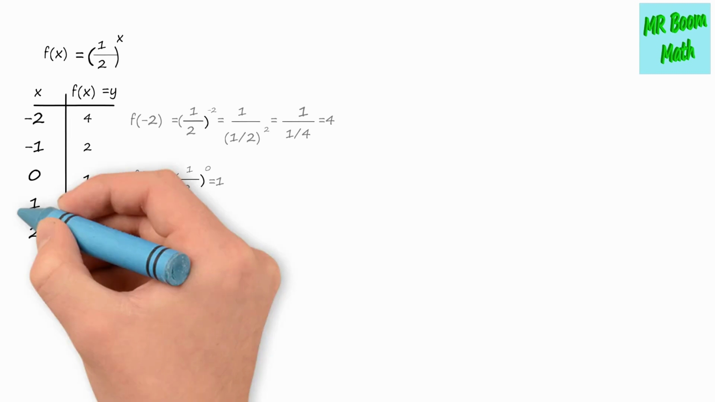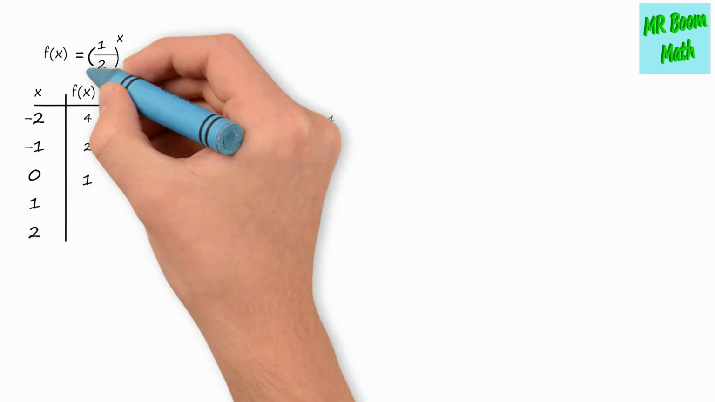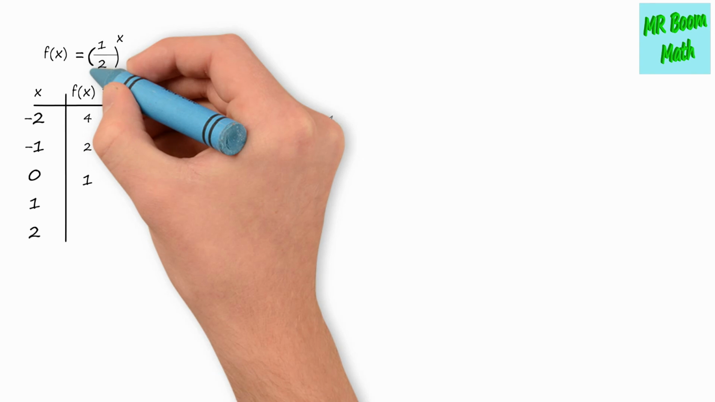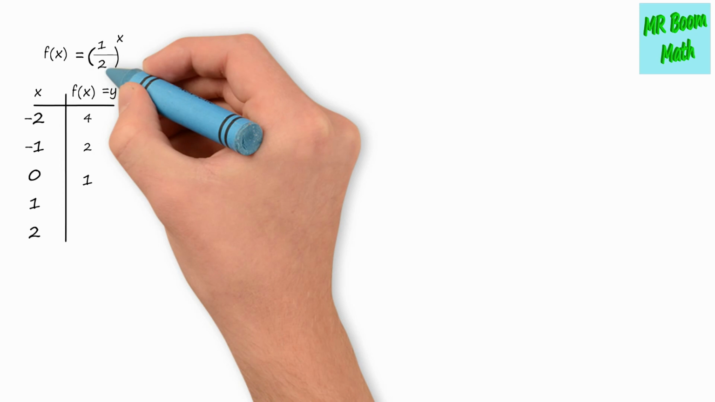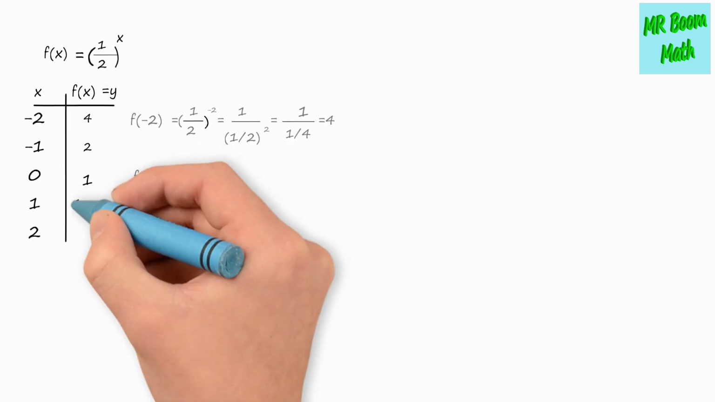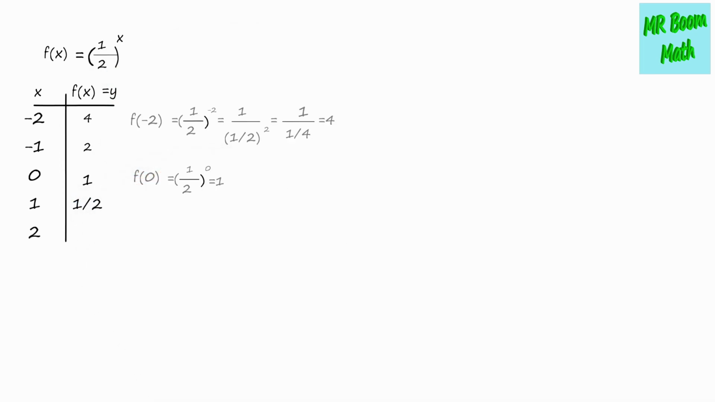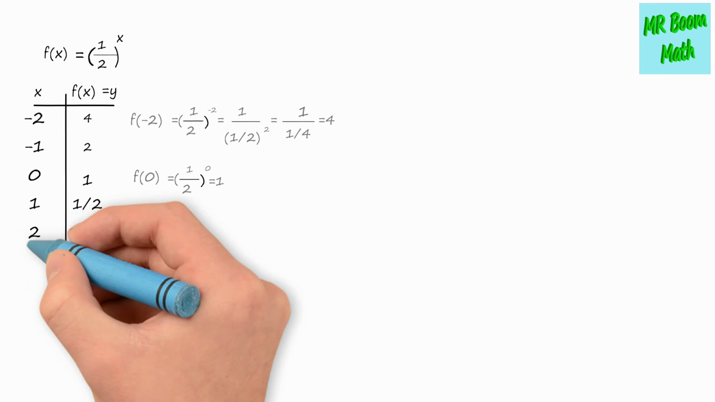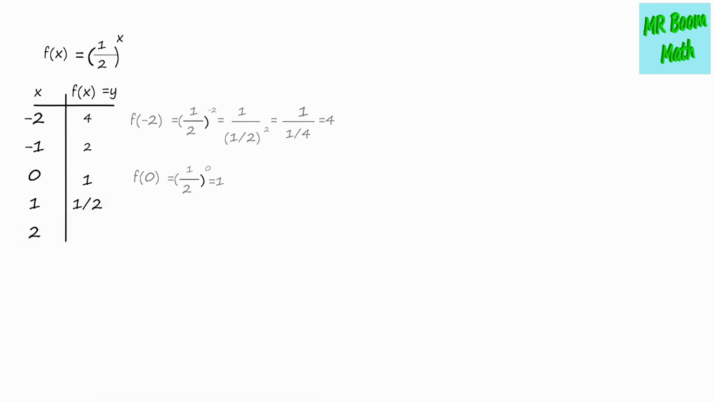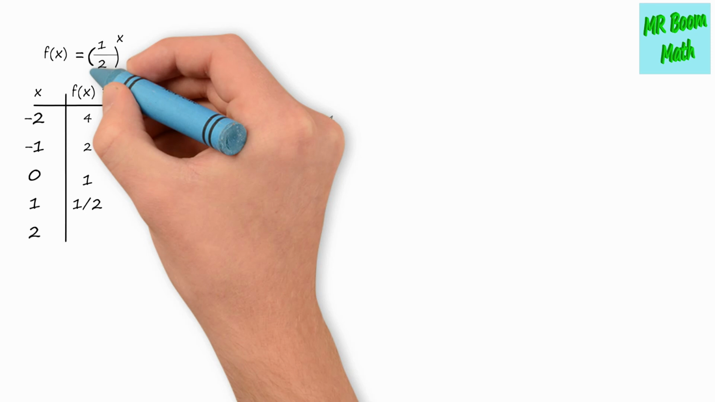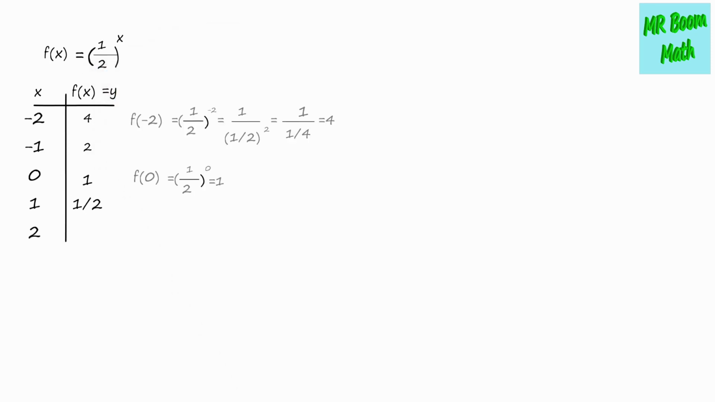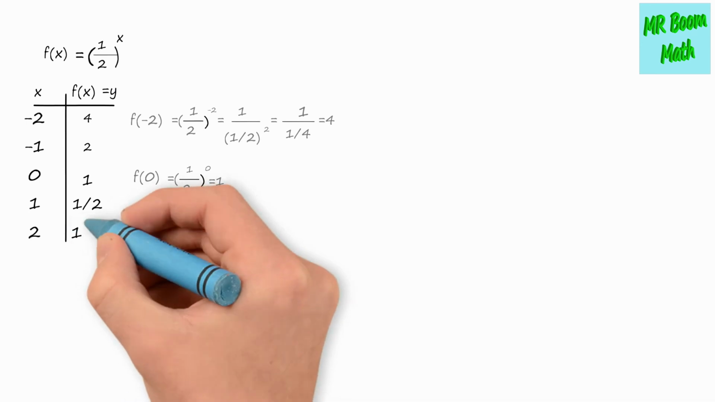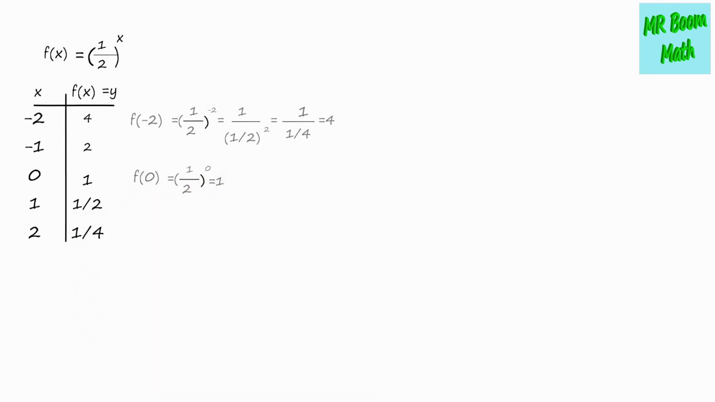Next, I plug in a positive 1. f of 1 is equal to 1/2 to the first power. It is just 1/2. So my x value is 1, my y value is 1/2. And then lastly, I'm going to plug in 2 for x. f of 2 is equal to 1/2 to the second power. 1/2 squared is 1/4. So my y value is 1/4.